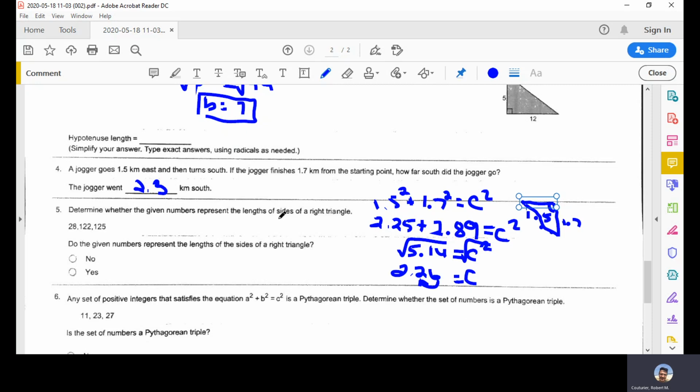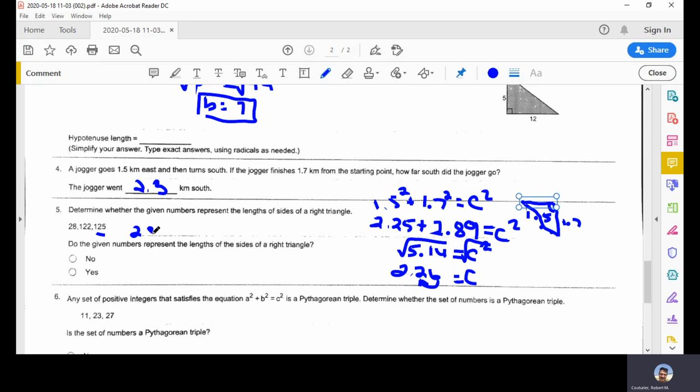All we have to do here, guys, is look. Determine whether the given numbers are the lengths of a right triangle. Okay, then it says, do the given numbers represent the sides of the right triangle? Yes or no? So you have to set up this equation and see, is it true? Notice, what is the longest side? The longest side is 121.